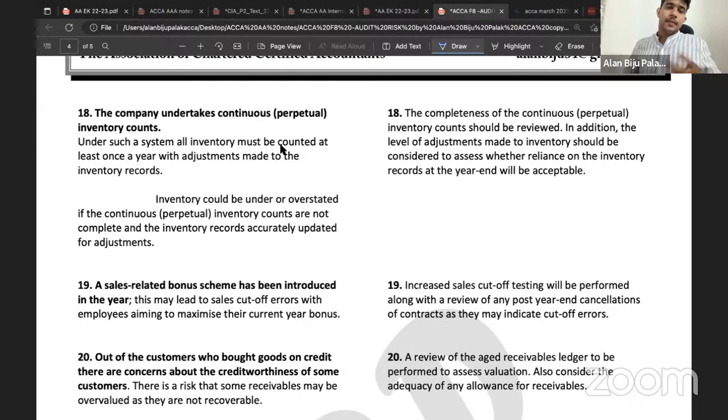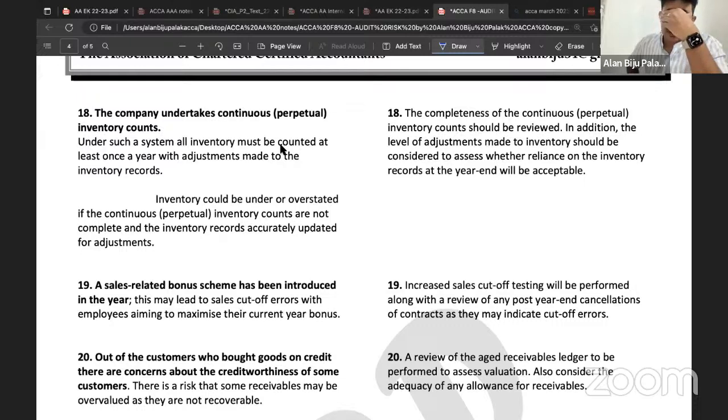Then the company undertakes continuous inventory count. നമ്മുടെ കമ്പനി കണ്ടിന്യൂസ് ഇൻവെന്ററി കൗണ്ട് ആണ് പെർഫോം ചെയ്യുന്നതെന്ന് പറയാണ്. So always keep this one in mind when it comes to the area of the controls question and in the area of audit risk, it is not advisable to have continuous inventory count. It's always better to count the inventory on an annual basis.